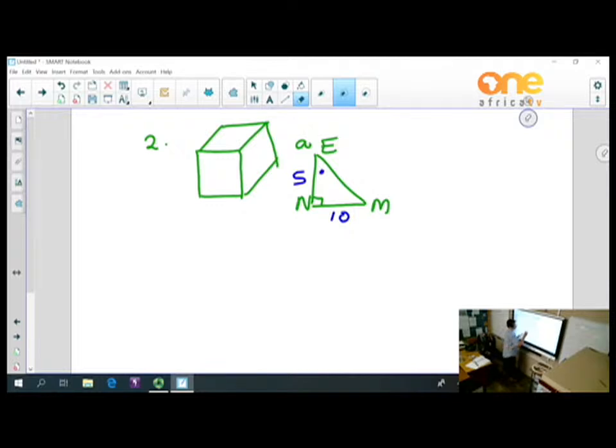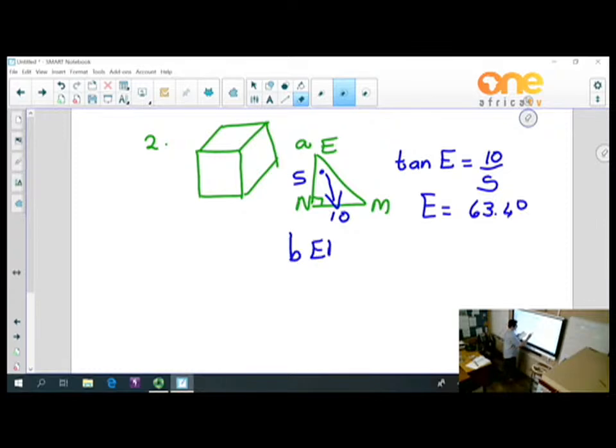Which sides do you have? Tan. So tan E is equal to 10 over 5. Look, this is the opposite, and this is the adjacent. Which method? Second function tan, and I got 63.4 degrees. Number B. Now we want angle EMN. EMN, now that's easy because we've got it now. They're in the triangle. We can just subtract it from 90 degrees, and that is 26.6 degrees. That one is 90, so you just subtract that one.